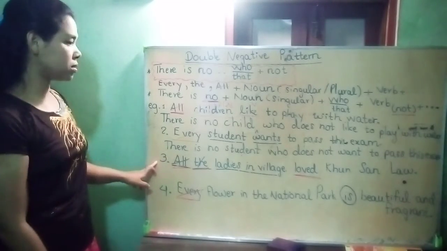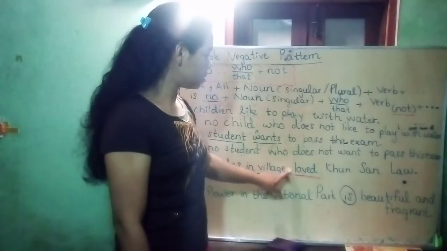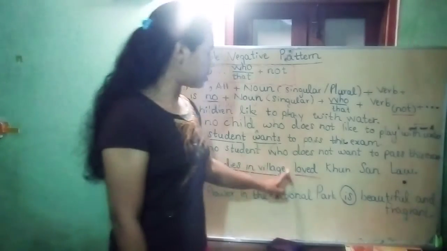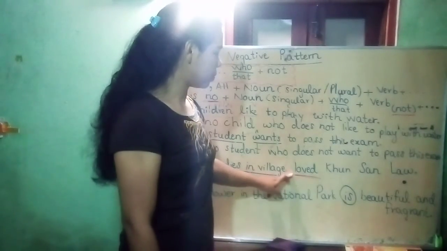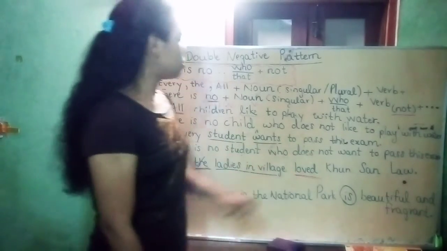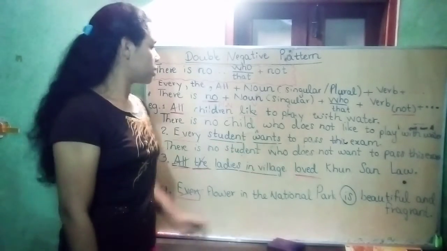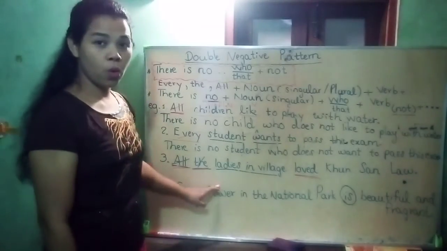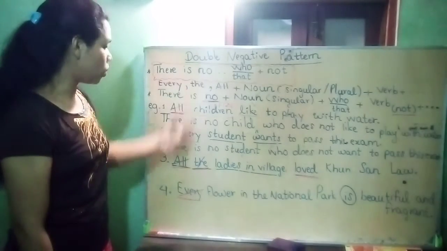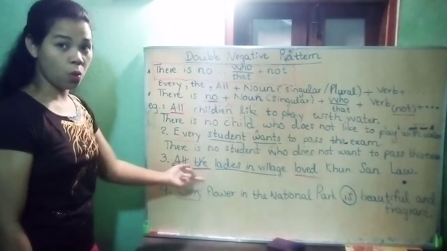And then in this sentence, you will see loved, L-O-V-E-D. So please be careful about this sentence because loved is past tense form. So you need to use there was because it is past tense. There was no is correct. There is no is incorrect. So in this sentence, let's begin the sentence with there was no.